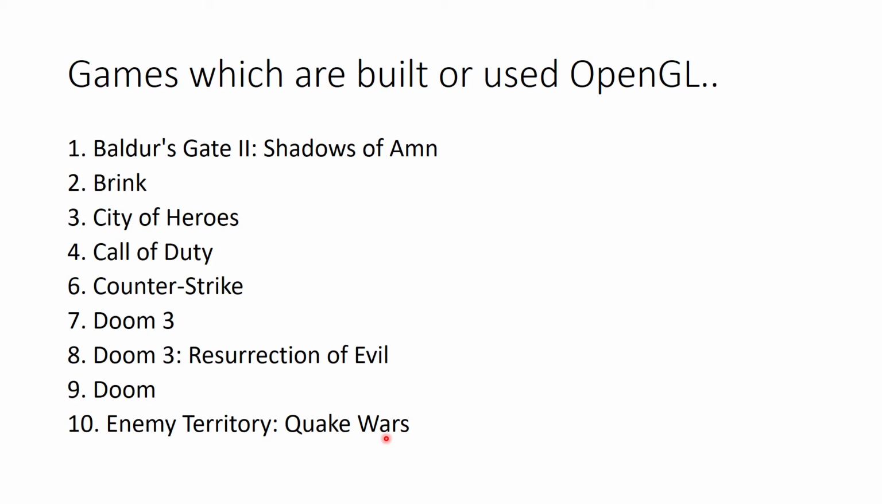Games which are built with or used OpenGL. One, Baldur's Gate 2, Shadows of Amn. Two, Brink. Three, City of Heroes. Four, Call of Duty. Six, Counter-Strike. Seven, Doom 3. Eight, Doom 3, Resurrection of Evil. Nine, Doom. Ten, Enemy Territory, Quake Wars.